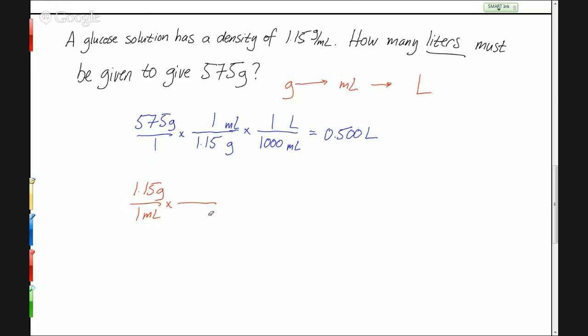Wait, did I do something wrong here? Let me see your thing again. That's what I did. And then I converted it to 1,000 milligrams over 1 liter, or milliliters to 1 liter. So you went and canceled out the milliliters first, 1,000 milliliters, because that was the measurement I knew, per 1 liter. And then I multiplied it, and then I knew I needed to divide out the 575.